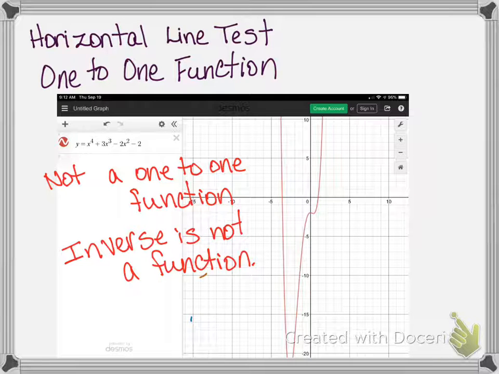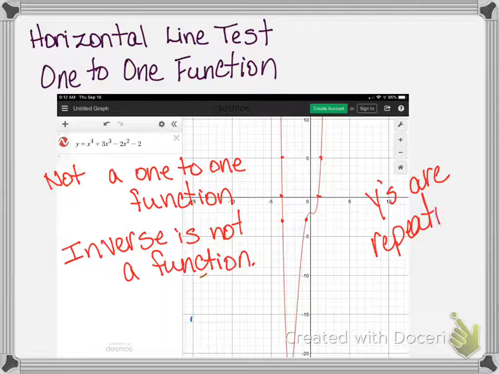So with a function, our x's are not allowed to repeat. In a one-to-one function, your y's are not allowed to repeat either. And in this right here, we have several y's that repeat. We have infinitely many y's that repeat, actually. That's what makes it not a one-to-one, because my y's are repeating. Now, the trick to this is definitely the algebra. So we're going to look at some graphs of functions.